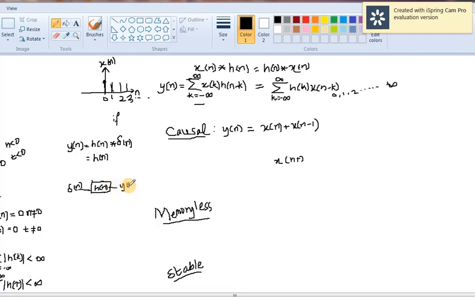And this response y of n is nothing but h of n in convolution with del of n, or vice versa, del of n convolution with h of n, resulting in h of n, which is referred to as the impulse response of the system. I hope you get what is meant by the impulse response of the system. Impulse response is the response of the system to an applied unit impulse signal. So we write the output as the same as the transfer function, that is h of n only.